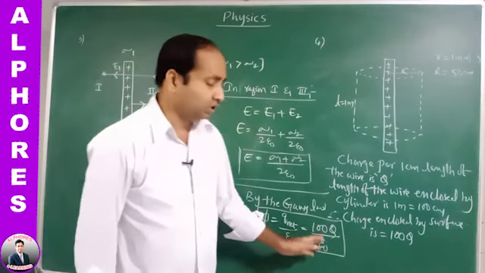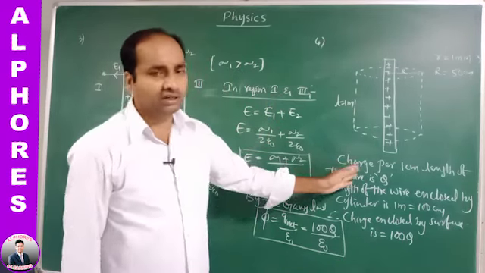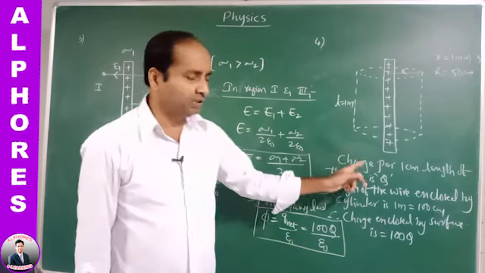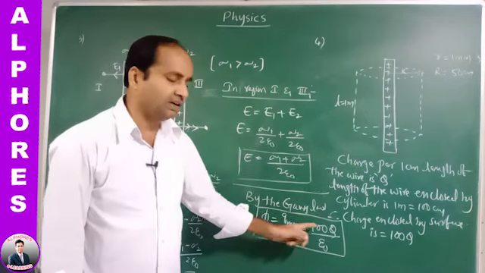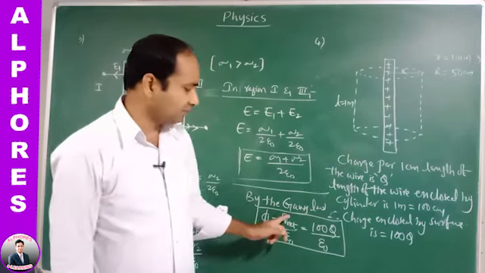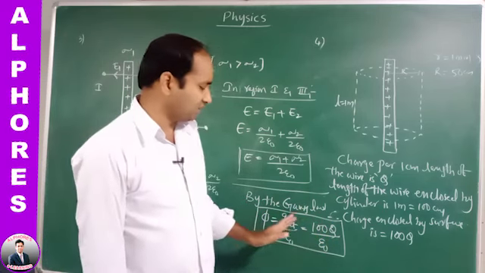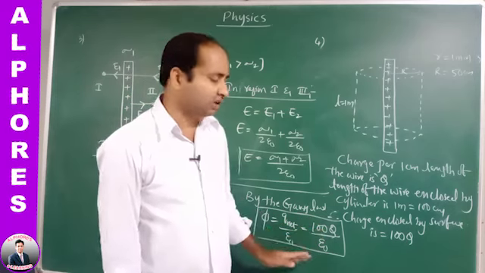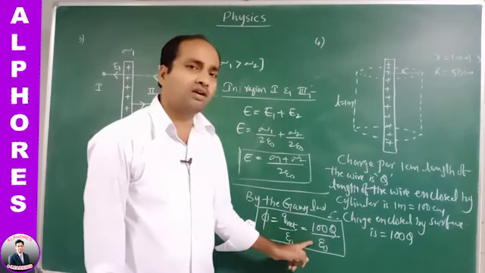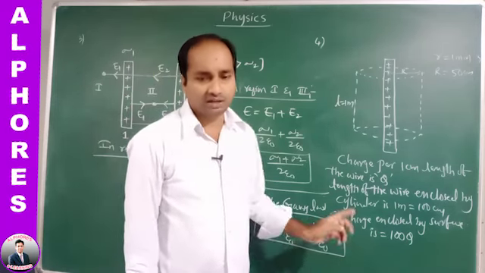The total charge is 100 Q here. Per 1 centimeter Q, for 100 centimeters 100 Q. By the Gauss law statement, the total flux passing through any closed surface is equal to 1 by epsilon naught times the net charge, which is 100 Q. Okay.